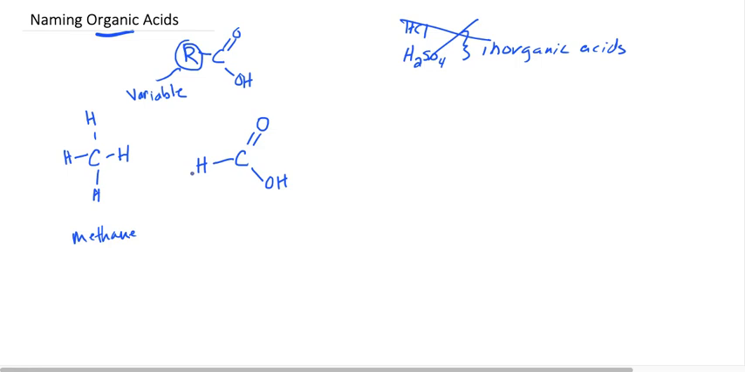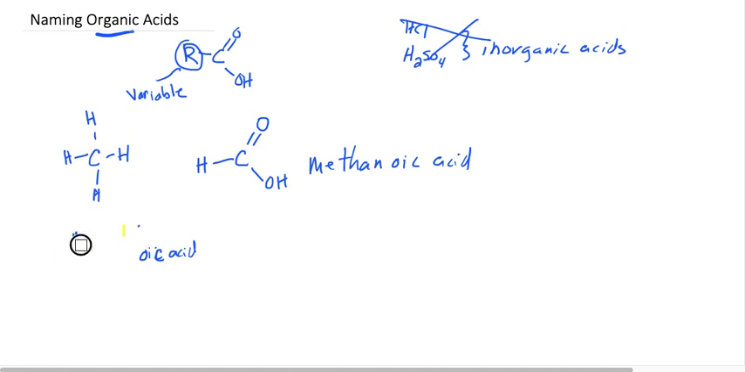And then what we do is we take the root part of the word, we drop the ending, and we add oic acid. So this right here would be methanoic acid. Okay.